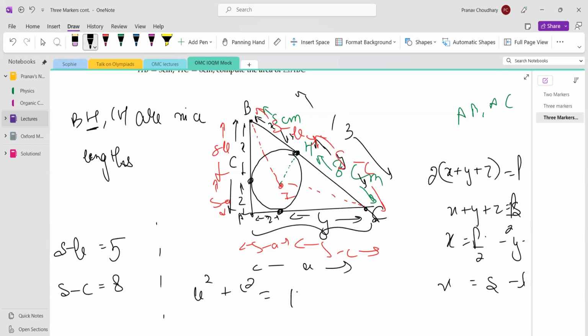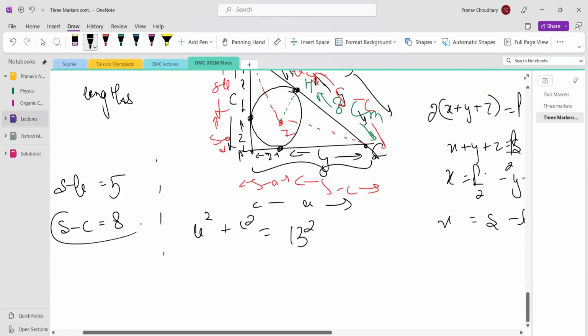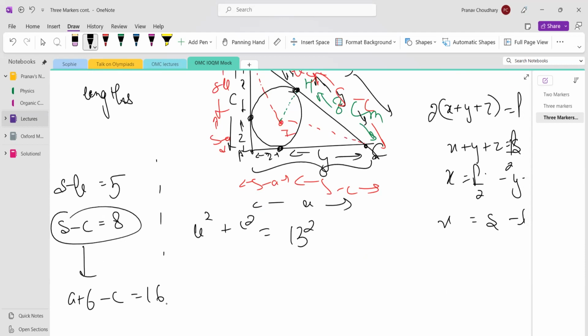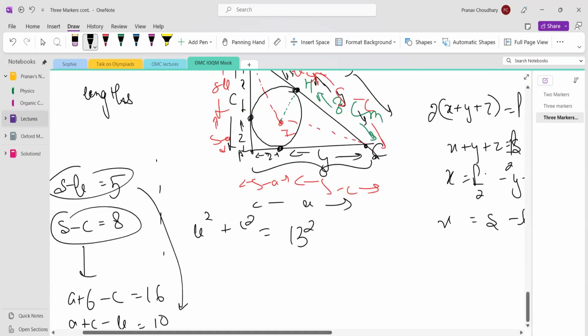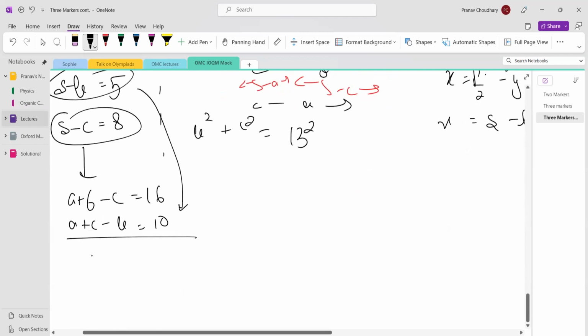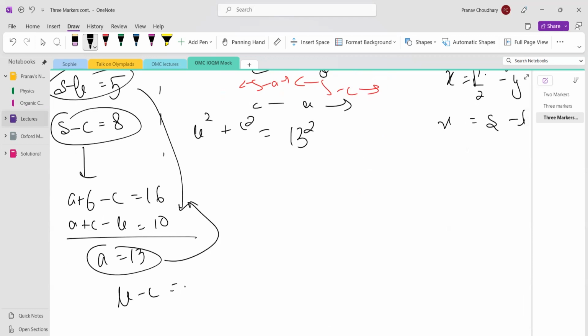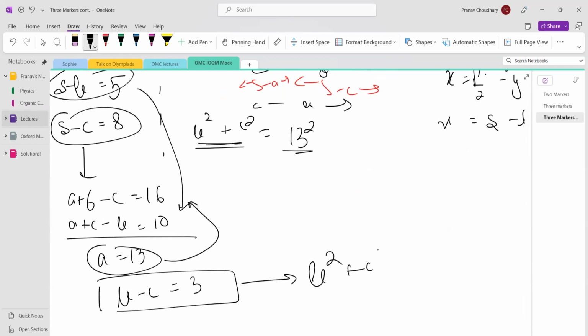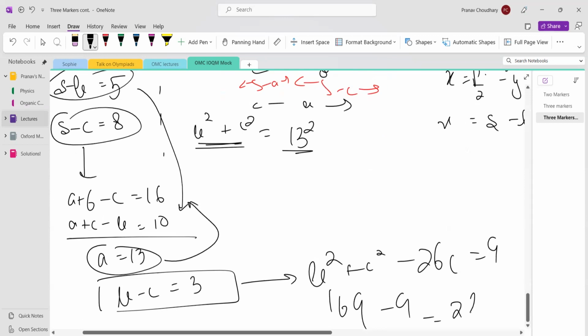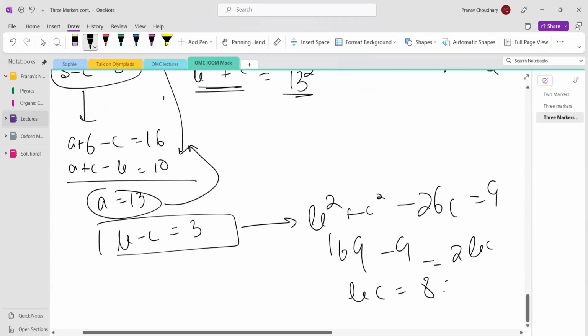So B square plus C square is 13 squared by Pythagoras. Let's see what this gives you. This would give you A plus B minus C equals 16. And this would give you A plus C minus B equals 10. So if we sum both of these, we get A equals 13. Okay, not useful, but put it back in here, you get B minus C is 3. Now you have that B square plus C square is something, right? So let's square this. B square plus C square minus 2BC is 9. B square plus C square is 169. So this equals 2BC. So BC comes out to be 80.